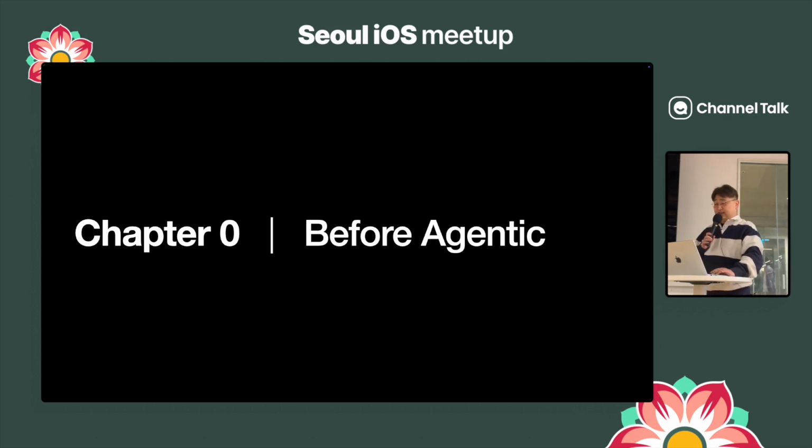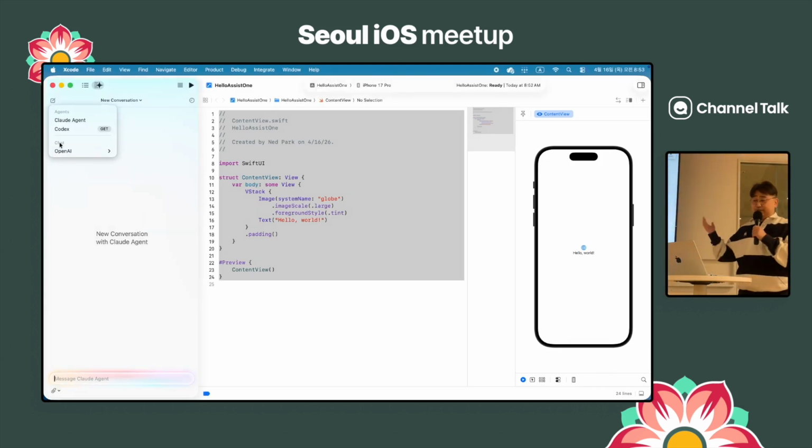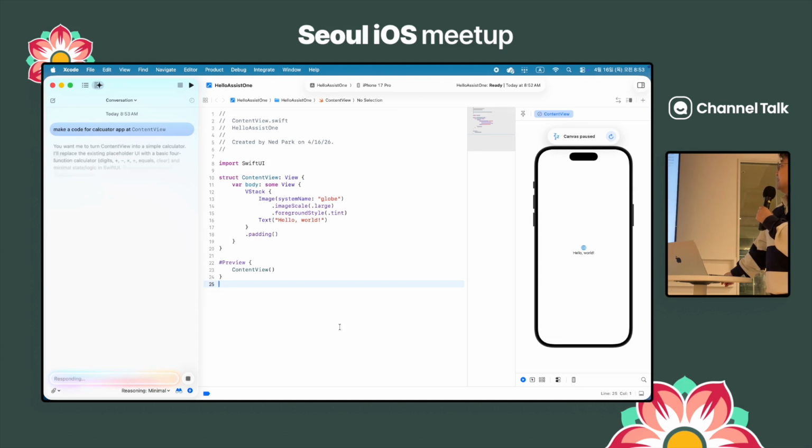Before agent coding, I want to tell you, there was Swift Assist. A chat service that could affect code, something like this. Let's watch. Make a code for a calculator app at content view. I want it. So it connected with the GPT server via OpenAI.